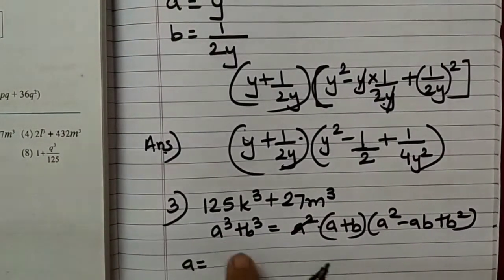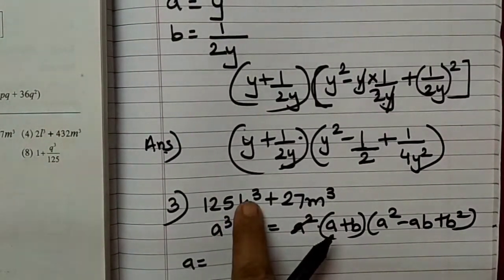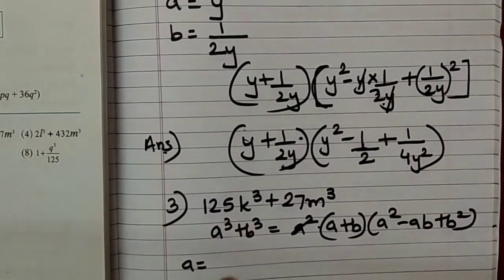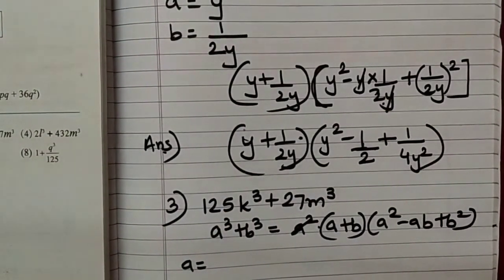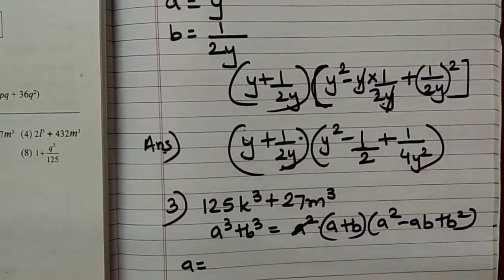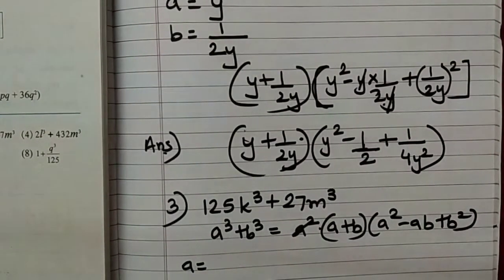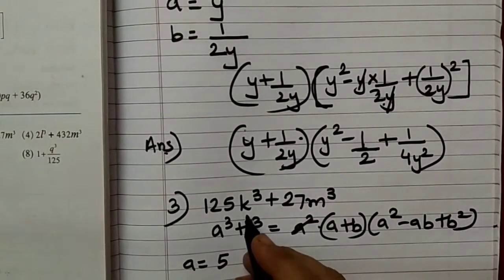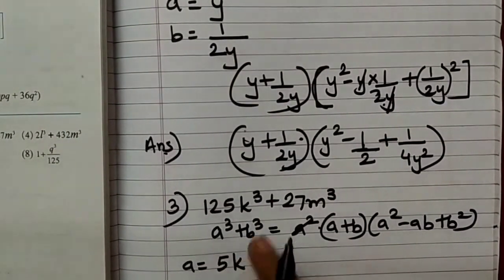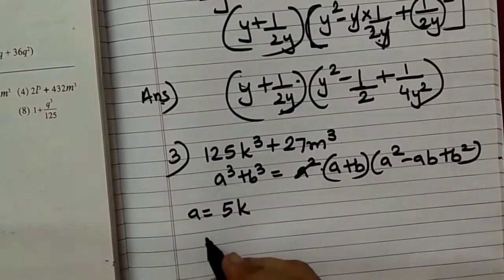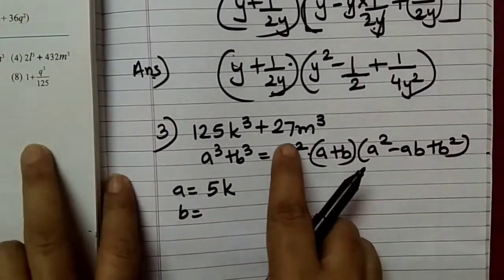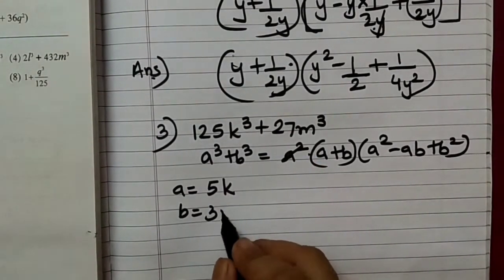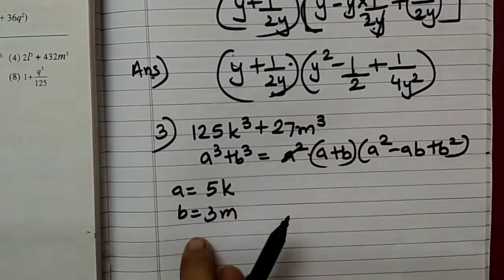So a is equal to, now this is a cube, 125k cube. So cube root of 125, we have to find a number whose cube is 125. So that is 5. 5 into 5 into 5, 5 5s are 25, 25 5s are 125. So a is 5, and cube root of k cube will be k. And what will be b? What is the cube root of 27? It is 3. And cube root of m cube is m. So a is 5k and b is 3m.